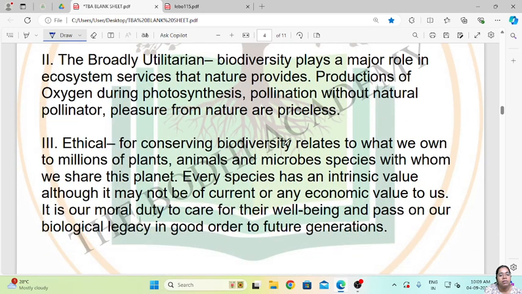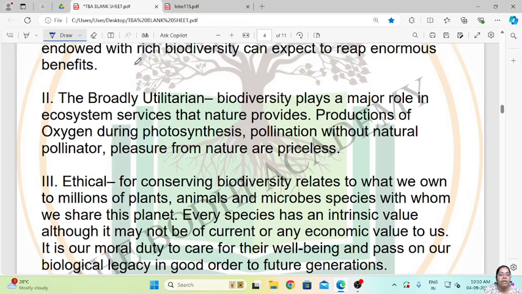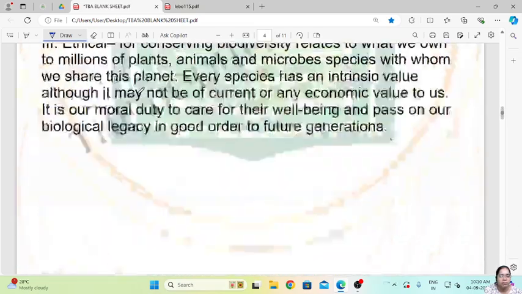Ethical. For conserving biodiversity related to what we owe to millions of plants, animals, and microbes, species with whom we share this planet. Every species has an intrinsic value, although it may not be of current or any economic value to us. So it is our moral duty to care for their well-being and pass on our biological legacy in good order to future generations. So this is why we should conserve the biodiversity.